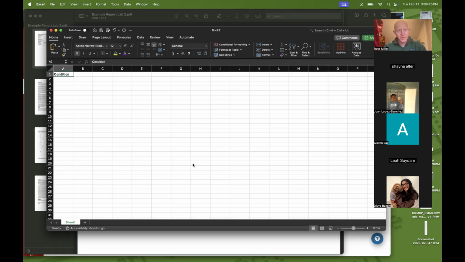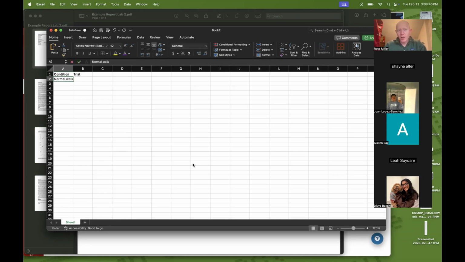So condition. And then under each one of those conditions, you did five trials of that condition. So five repetitions, for example, of the participant for your group walking at their normal speed. Okay, so we had a condition, and then under that condition, we had a number of trials. Okay. So this is how I would structure it.